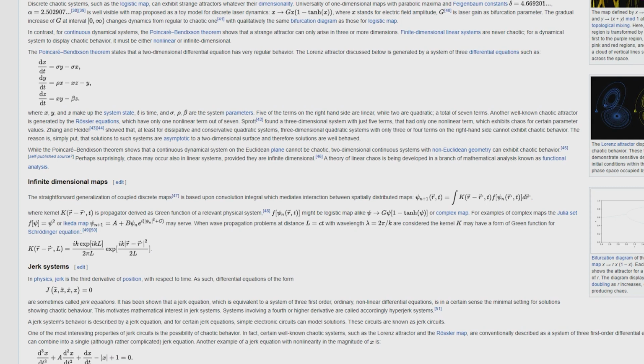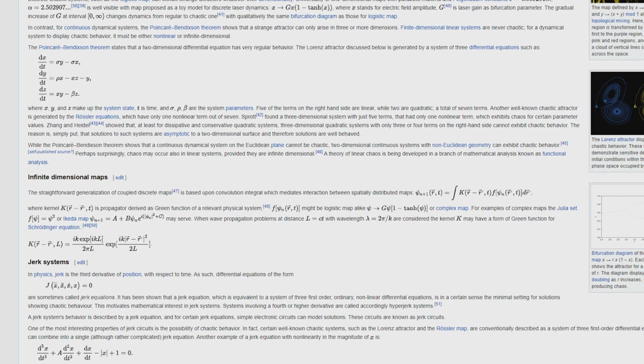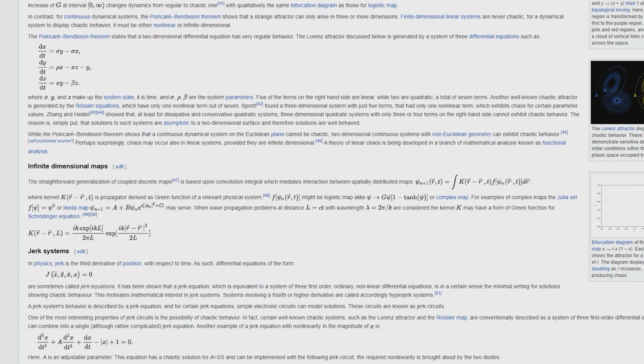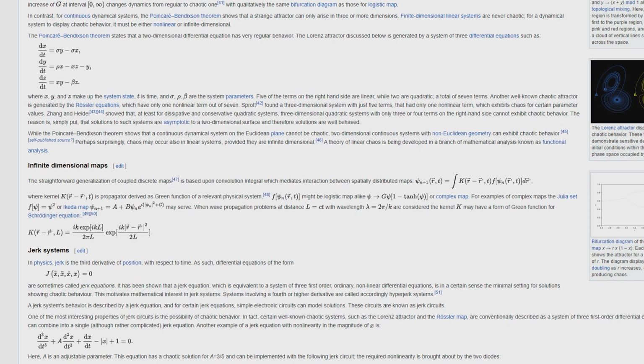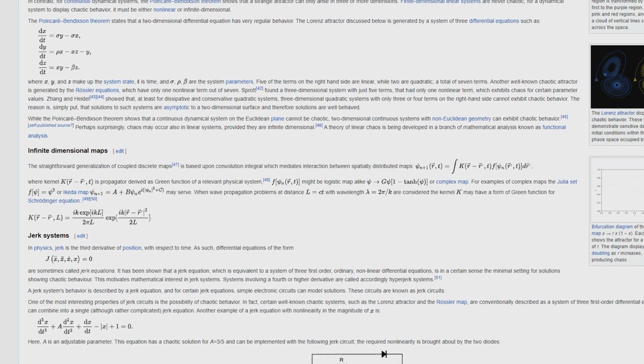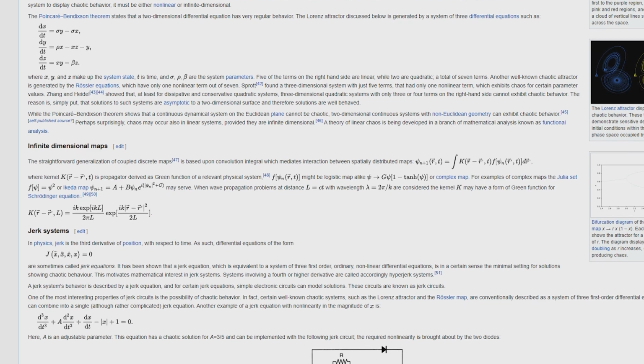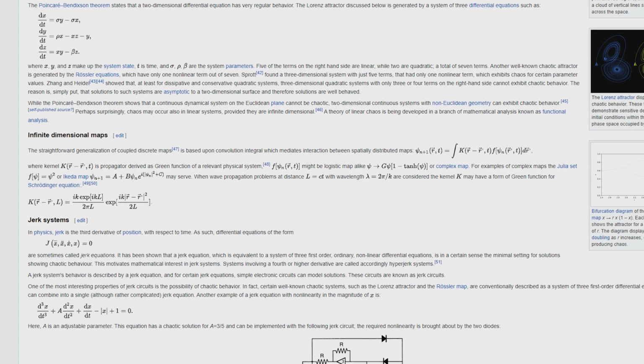In contrast, for continuous dynamical systems, the Poincaré-Bendixson theorem shows that a strange attractor can only arise in 3 or more dimensions. Finite-dimensional linear systems are never chaotic. For a dynamical system to display chaotic behavior, it must be either nonlinear or infinite-dimensional. The Poincaré-Bendixson theorem states that a two-dimensional differential equation has very regular behavior.